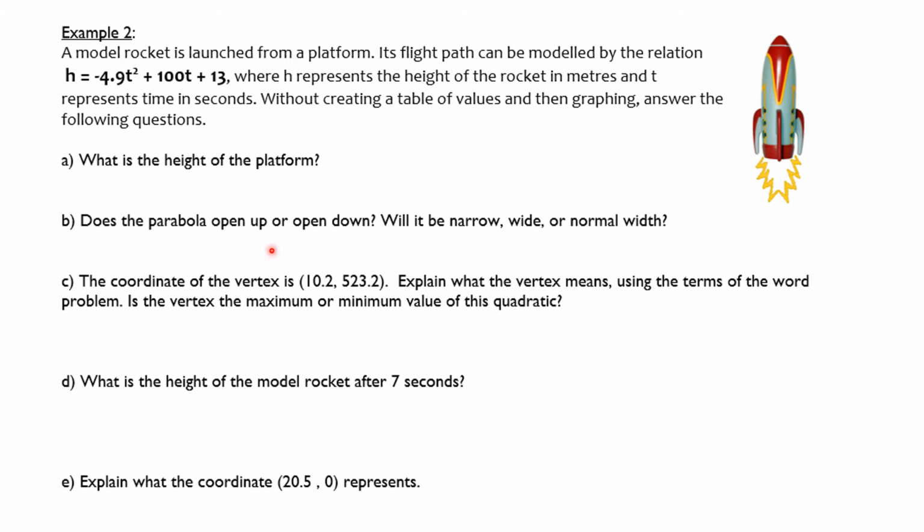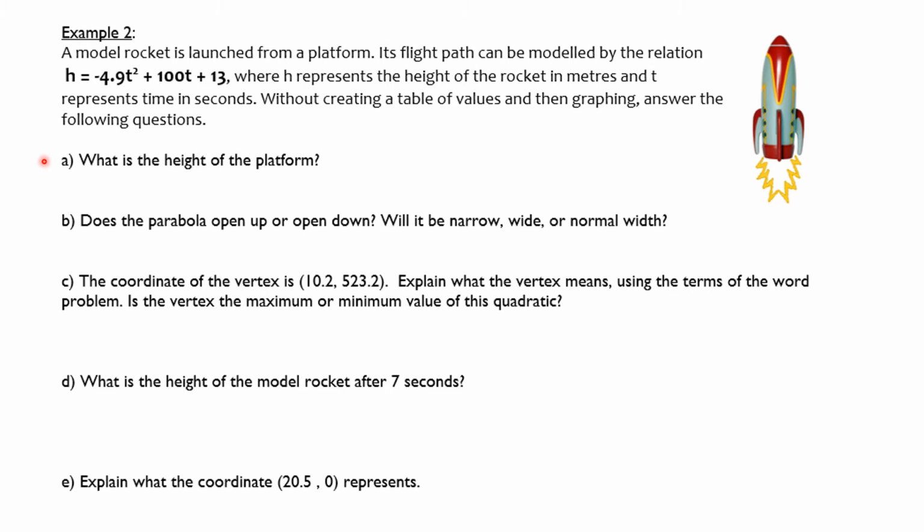Example 2. A model rocket is launched from a platform. Its flight path can be modeled by this relation here, where h represents the height of the rocket, usually that's what your h is, and t usually represents time, and it does here. This is time in seconds. Without creating a table of values and then graphing, answer the following questions. So we have no graph this time, but we have to answer these questions without a graph to look at.